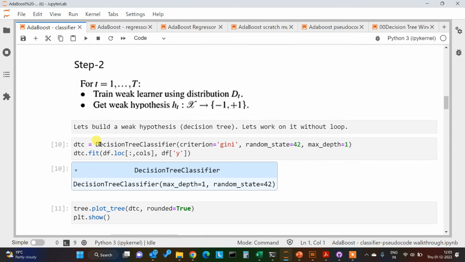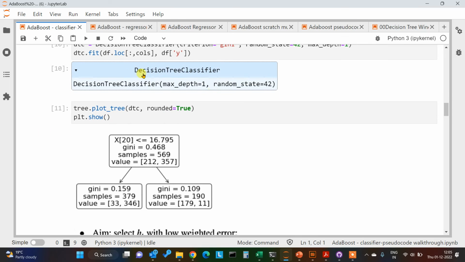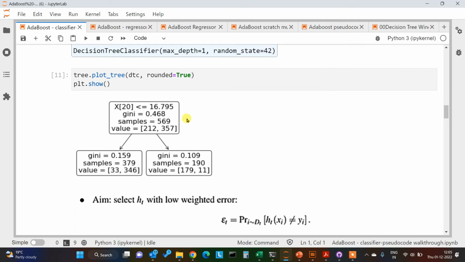So let's build a weak learner. The weak learner is a decision tree classifier with depth equals 1. So it is nothing but a decision stump, one split. And this is the result. And you can see the stump it has created.